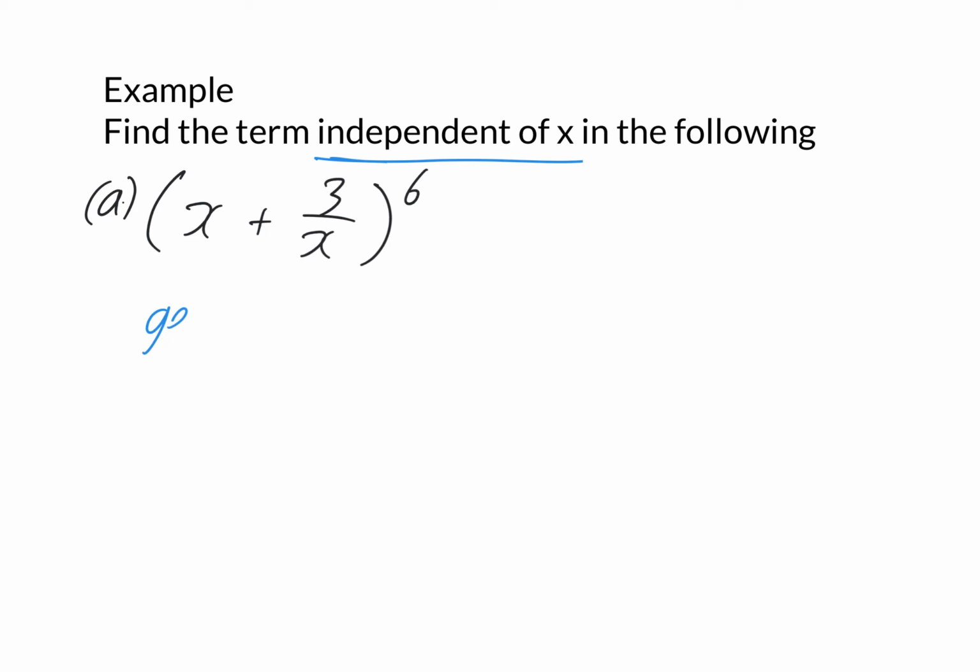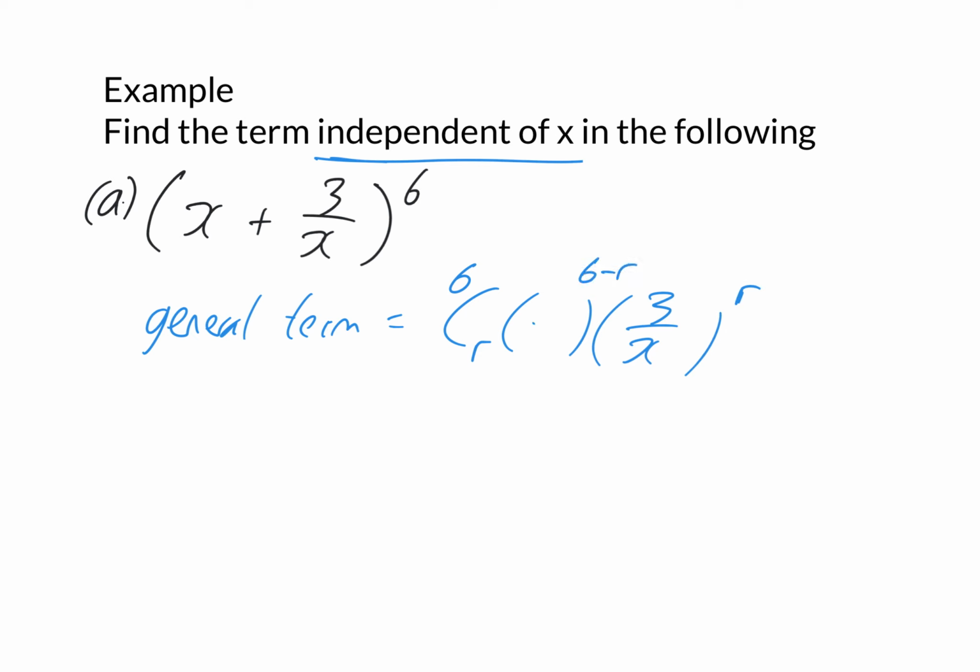I'm just going to write down my general term. So my general term is going to be 6Cr, and one of the terms has to be to the power of r, so I'm going to let the more awkward one be the power of r, so this one, and then this one is the power of 6 minus r, so the x is to the power of 6 minus r. So make the more difficult looking one the easier power, r, and the other one to the power of n minus r, so in this case n is 6, so 6 minus r.